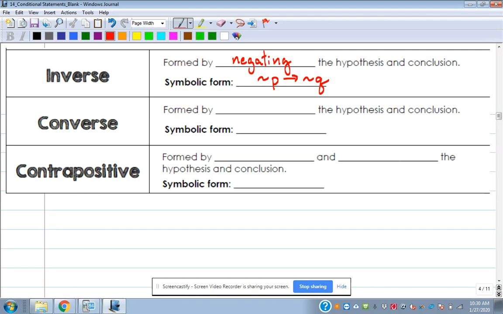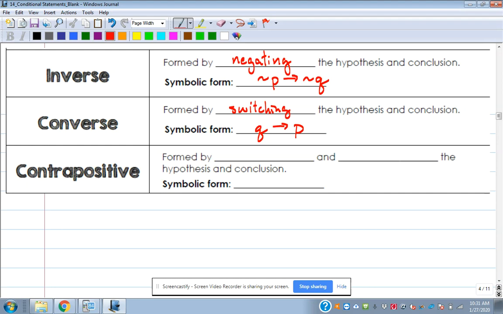The converse is formed by switching the hypothesis and conclusion. So instead of P implies Q, it goes the other direction, Q implies P. That's a converse. It doesn't change the statement, it just changes the order. Your hypothesis goes last and your conclusion goes first.